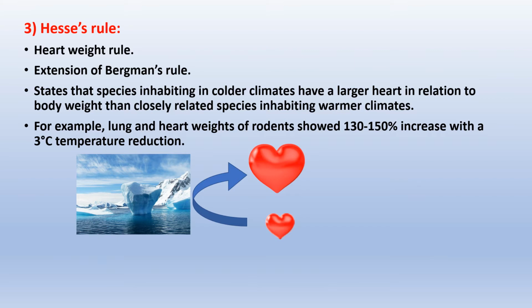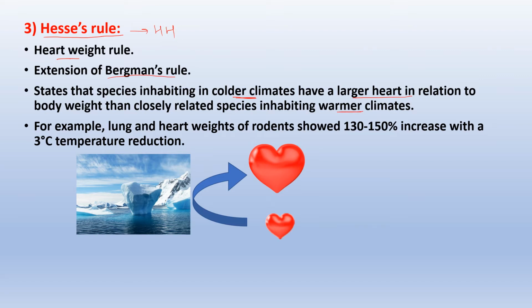The third rule is Hesse's rule. It talks about heart weight. You can remember this by HH: Hesse talks about heart weight. It is also one of the extensions of Bergmann's rule. It states that species from colder climates have a larger heart in relation to body weight than closely related species from warmer climates.